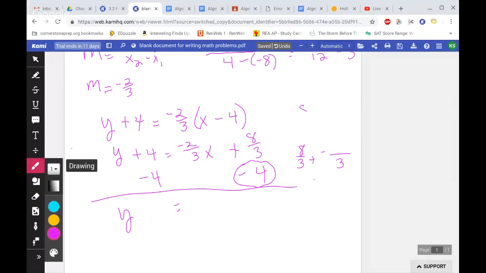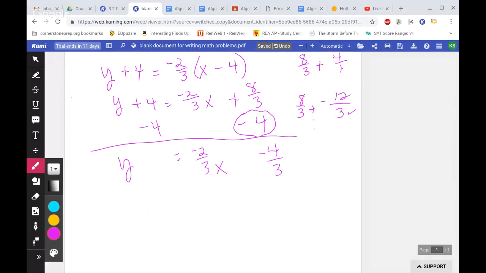Up here, 8 over 3 plus negative 4 over 1. I have to have a common denominator. So 1 goes into 3 three times, and 3 times 4 is 12. So now I've got 8 over 3 plus a negative 12 over 3, which, 8 minus 12, is going to be negative 4 over 3. Negative 2/3 x minus 4/3.